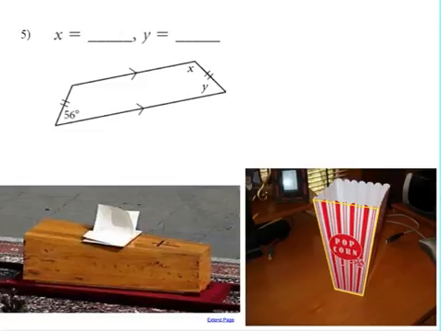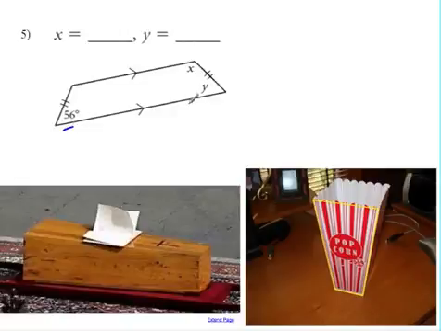Kind of a morbid thought, but maybe the last trapezoid you'll experience might be in the form of a casket here. I'm a huge fan of popcorn, and the popcorn tin that I have at home actually has a trapezoidal shape as well. I had to point that out to you guys.